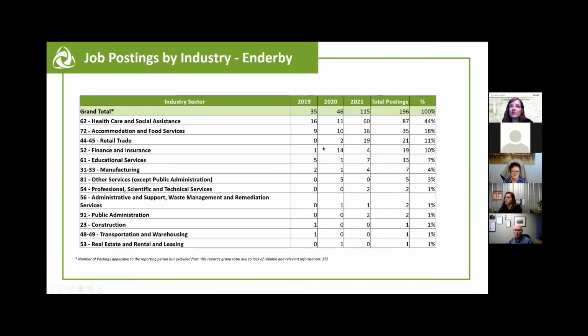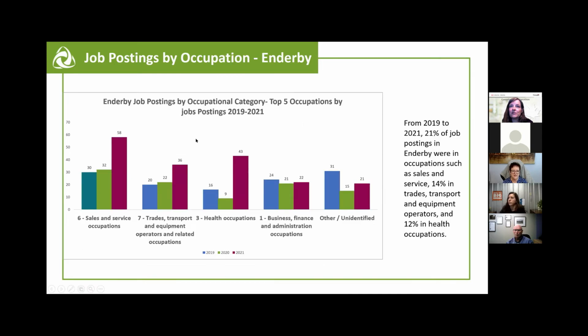Next slide, please. So the next slide is showing us occupations. These are occupation categories. And again, what were the top 5 occupation areas? You can see here that about 21% were in sales and service, about 14% were in trades, and about 12% were in healthcare occupations. Then, of course, you can see business finance, and then there's other that are unidentified.